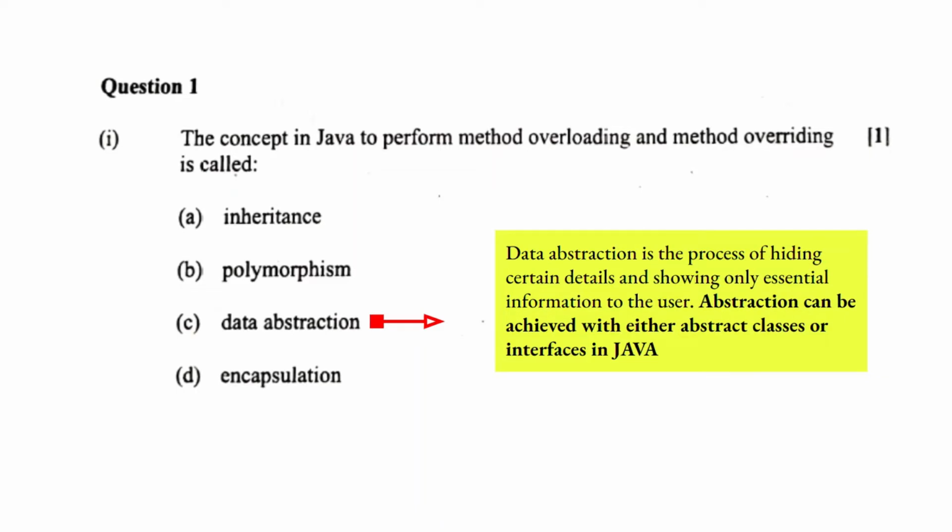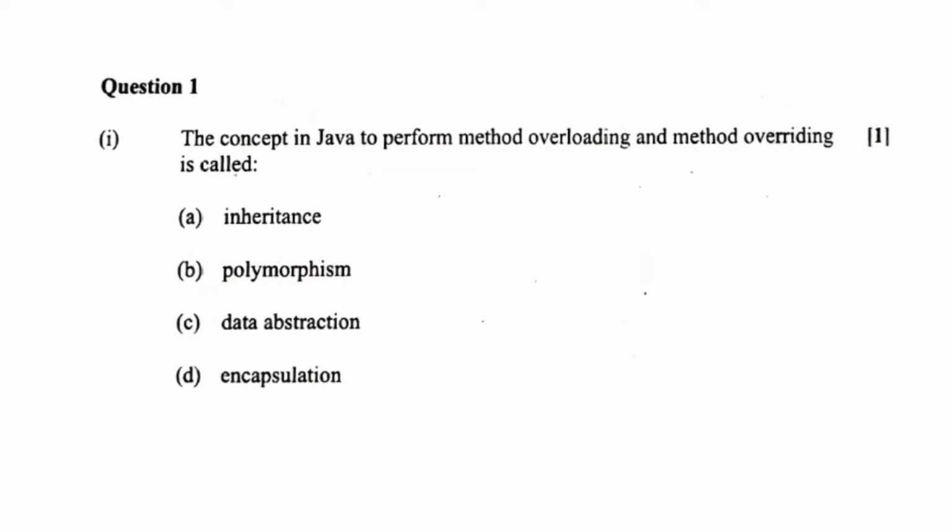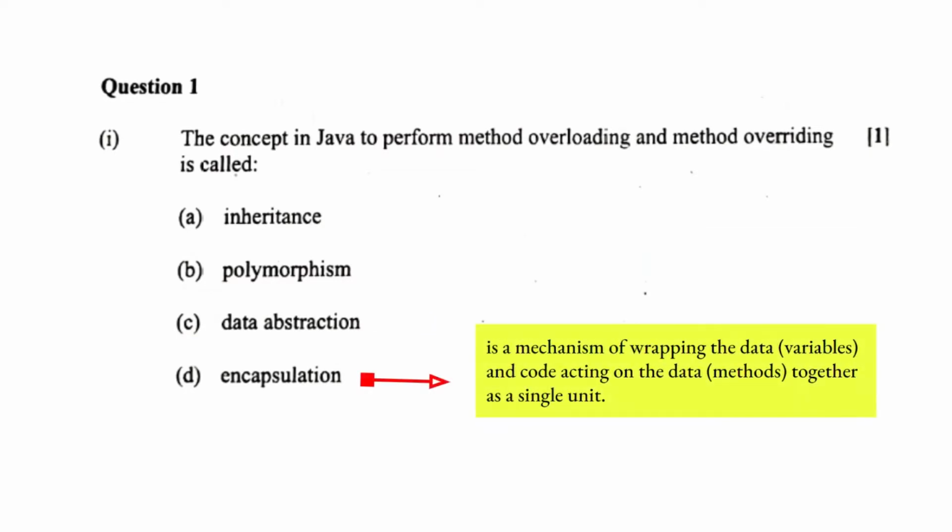Then D option was encapsulation. And of course, encapsulation is a mechanism of wrapping the data, that is variables, and the code which we normally write in the form of methods, together in a single unit. That is how you can describe the term encapsulation. These are the features of object-oriented programming languages: inheritance, polymorphism, data abstractions, and encapsulation.